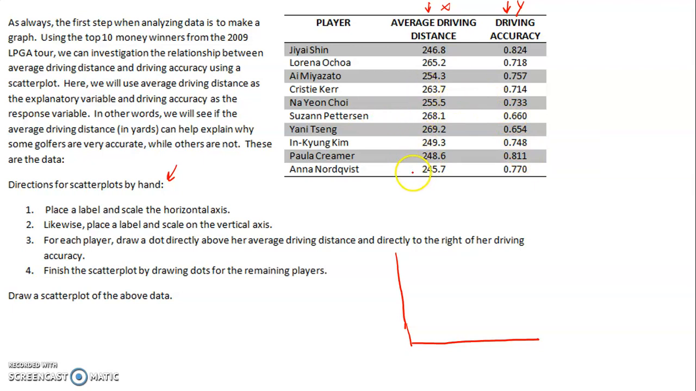So my smallest average driving distance is 245.7 and my largest is about 269.2. So my numbers are ranging from about 245 to 270. So since this is my X value, I'm going to make the X axis my average driving distance. Since my numbers range from 245 to 270, I'm just going to start at 245, 250, 255, 260, 265, 270. And you can do whatever scale you want. I'm just doing these because those are nice round numbers and they're easy to write.